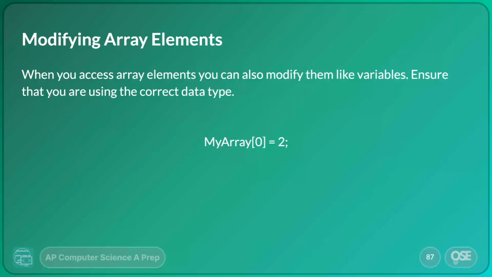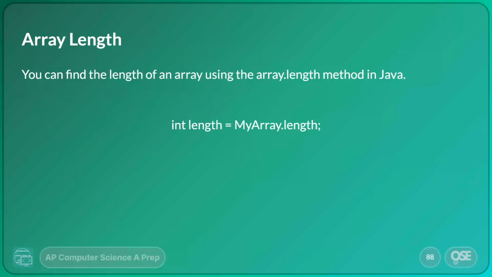When you're accessing array elements, you can also modify them just like you would two variables. Make sure that you're using the correct data type, as arrays are locked to one specific data type. You can find the length of an array using the array.length property in Java. This is different from the length of an array list, so make sure you know how to get the length of an array, as it's frequently tested on APCSA FRQs.